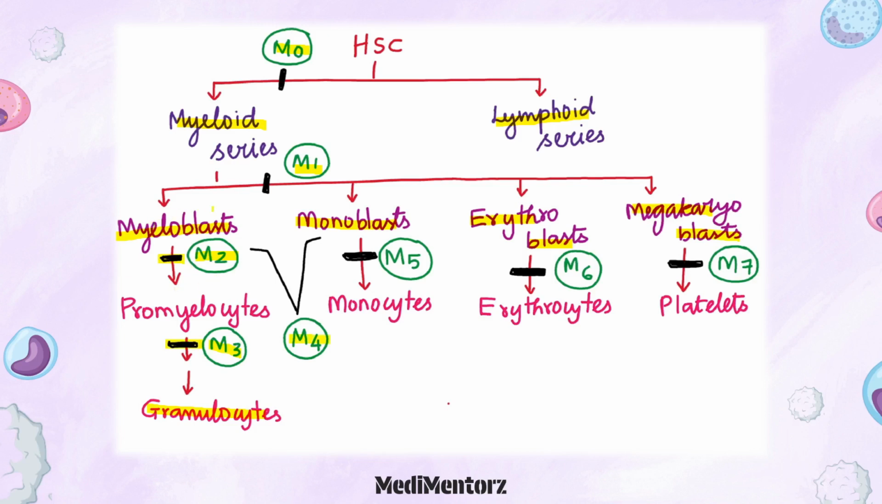the myelocytic and monocytic maturation, whereas M5 denotes the monocytic maturation, M6 denotes AML with erythrocytic maturation, and M7 denotes AML with megakaryocytic maturation. Here, you should never change the sequence of these blasts, as if you change the sequence, the classification might go wrong. So you should remember it in sequence: myeloblast, monoblast, erythroblast, and megakaryoblast.